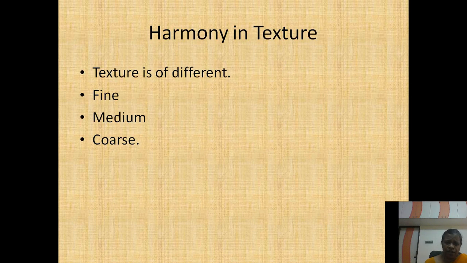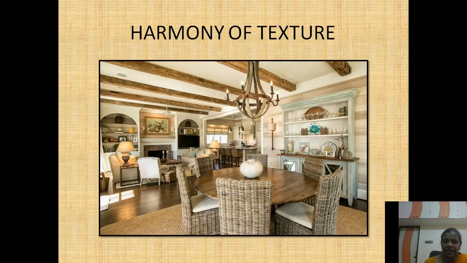So texture is of different types. The first is called fine, medium and coarse. When you want to decorate a home or select furniture, tables and so on, fine will go well with medium, and medium will go well with coarse. Fine and coarse will not go well with each other. So when you combine textures, it is very, very important to see this. When you see this picture, you can clearly understand.